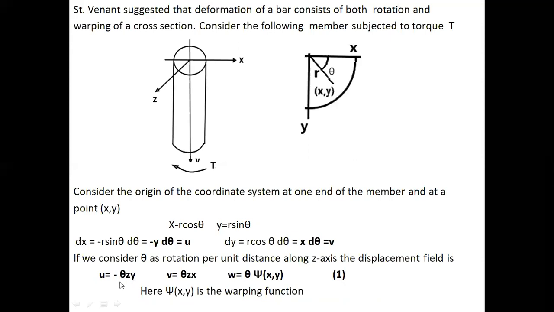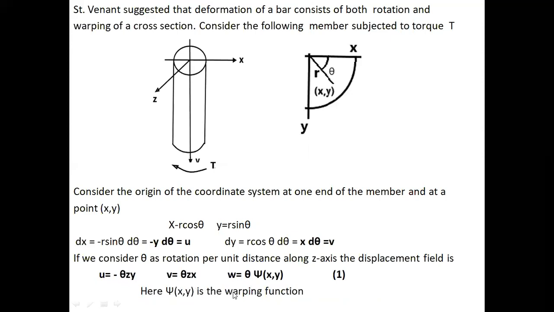So for rotation, we define the displacement in the x direction as minus theta zy, and v, the displacement in the y direction, as theta zx, and w, the displacement in the z direction, is theta psi xy. Psi is the warping function, which is a function of x and y only, not z. Okay, so remember this equation one very carefully.